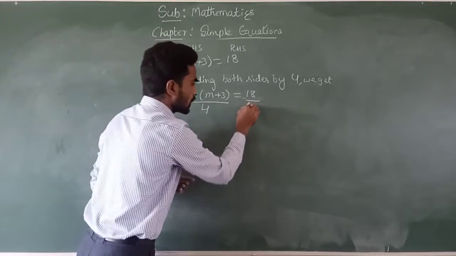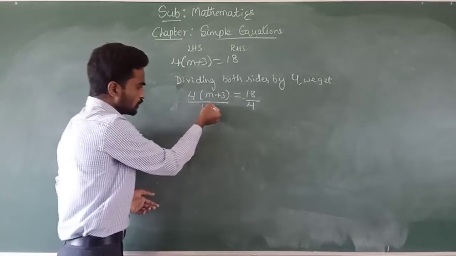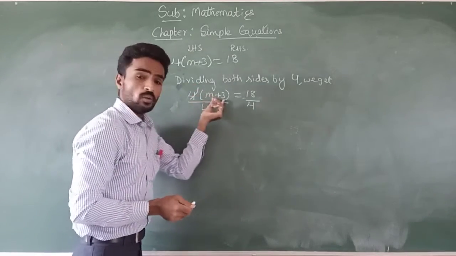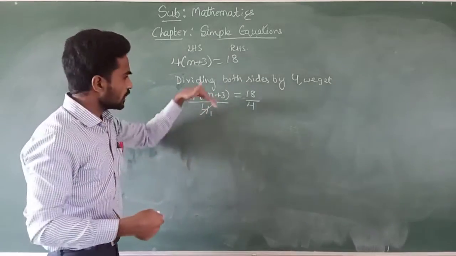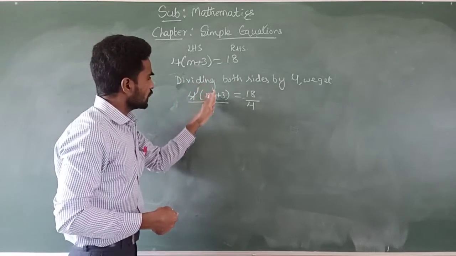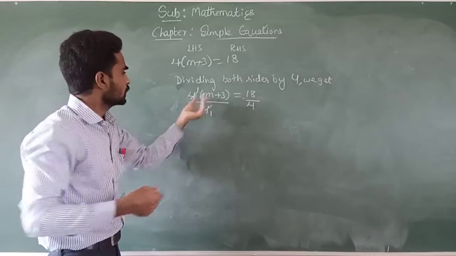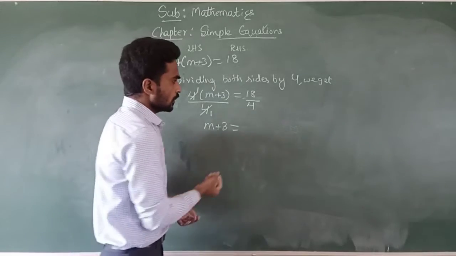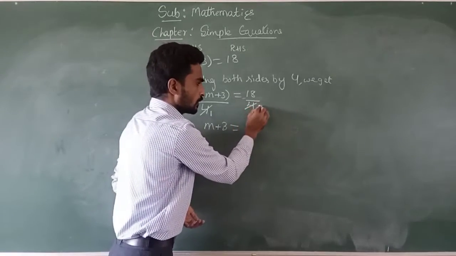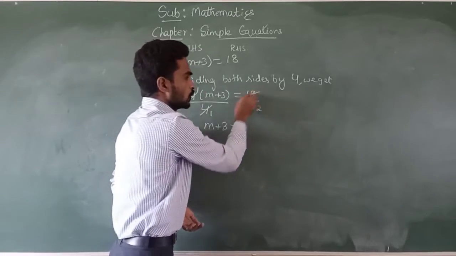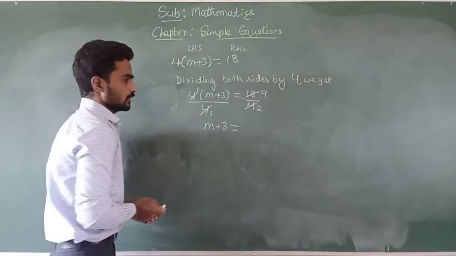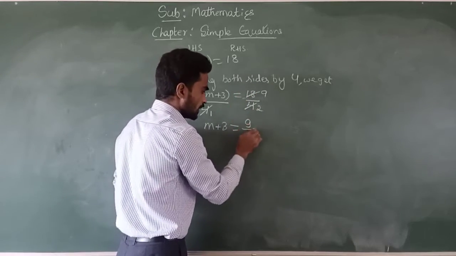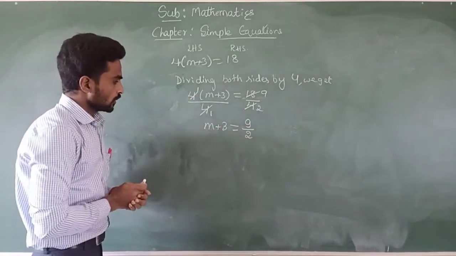LHS side also divided by 4 and RHS side also divided by 4. Now these 4s will be cancelled out. Then 4 ones are 1 into m plus 3, that is equal to... again we can multiply any number by 1, we get the same number. Then we get m plus 3 is equal to, here 2 fours are 8, 2 nines are 18. Both numbers are divisible by 2 only. 2 twos are 4, 2 nines are 18. Remaining term is 9 by 2.